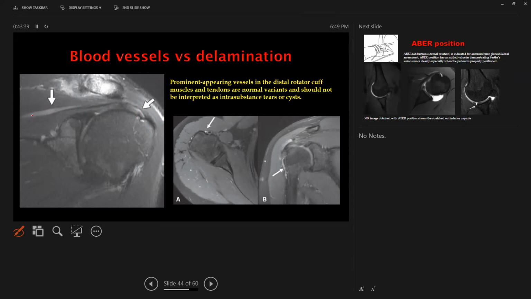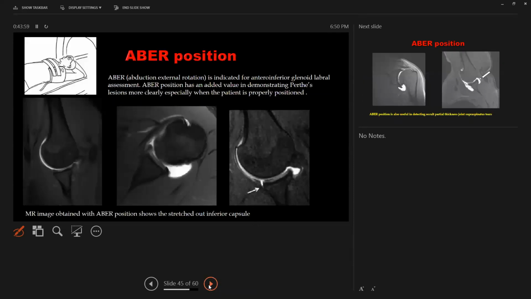Do not make a diagnosis just seeing on one image. Always look at it carefully. You can see that there's a blood vessel which is branching and joining other vessels in this area. So blood vessels can mimic intrasubstance delamination. Sticking to the tendons, ABER position is one of the special positions we do the MRI.